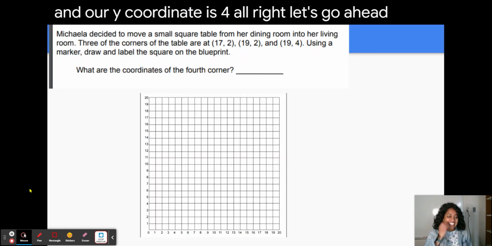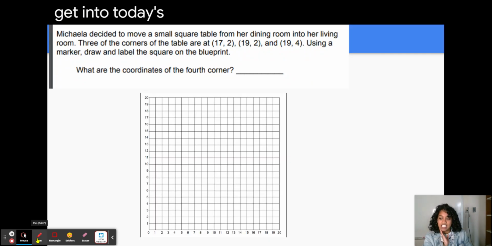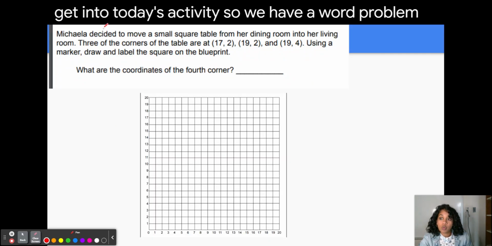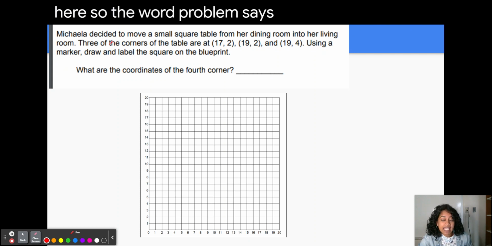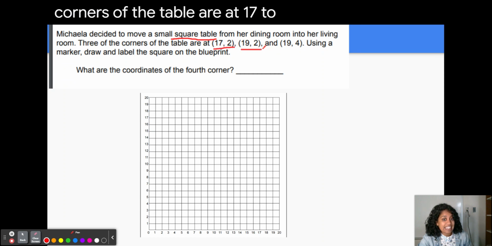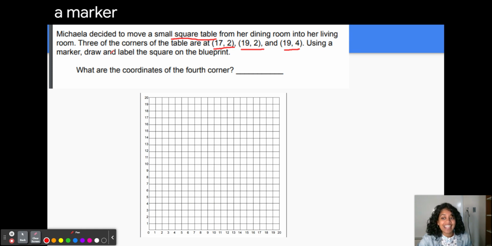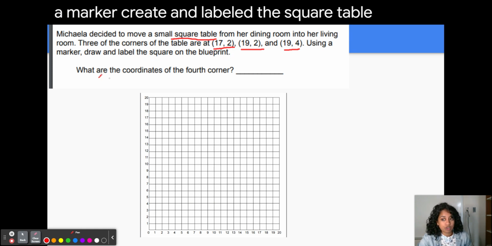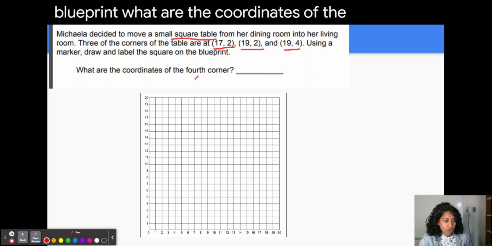All right, let's go ahead and get into today's activity. So we have a word problem here. The word problem says that Michaela decided to move a small square table from her dining room into her living room. 3 of the corners of the table are at (17, 2), (19, 2), and (19, 4). Using a marker, create and label the square table on the blueprint. What are the coordinates of the fourth corner?